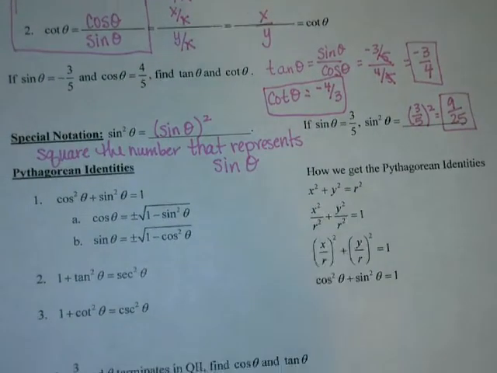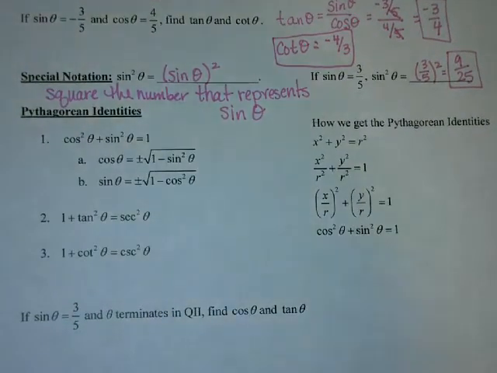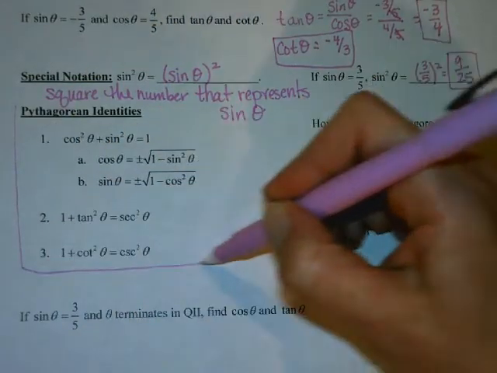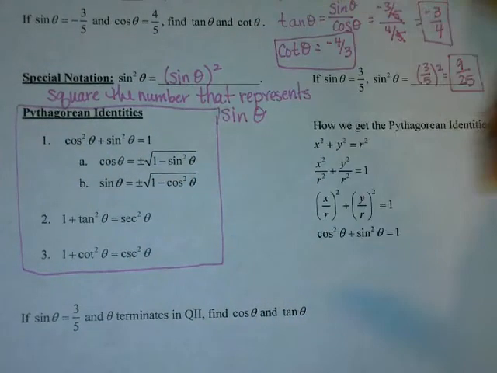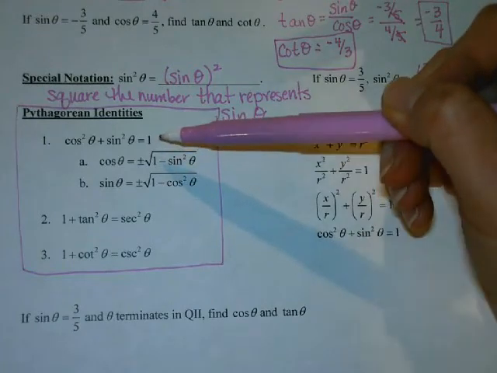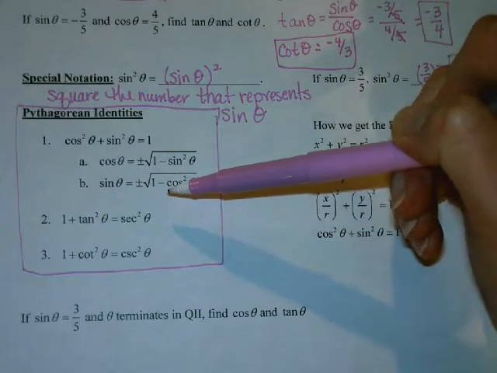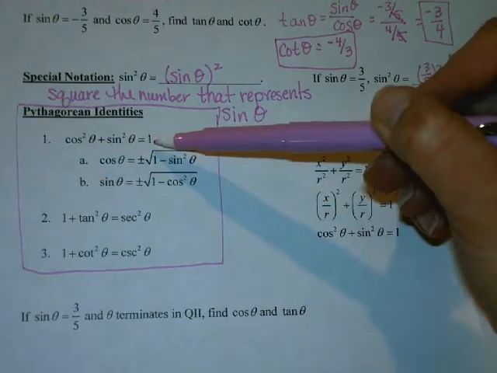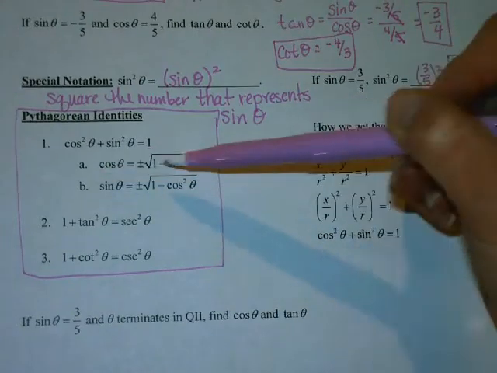All right, Pythagorean identities. At the bottom of your paper, in that little chunk right there, there are 3 Pythagorean identities. Again, anything that I've put in a box today, put in your memory banks. The first Pythagorean identity is cosine squared plus sine squared equals 1. Now, the 2 below it are just a rearrangement of that. If I subtract sine squared to the other side, I get 1 minus sine squared. And then if I take the square root, that's where this first one comes from.